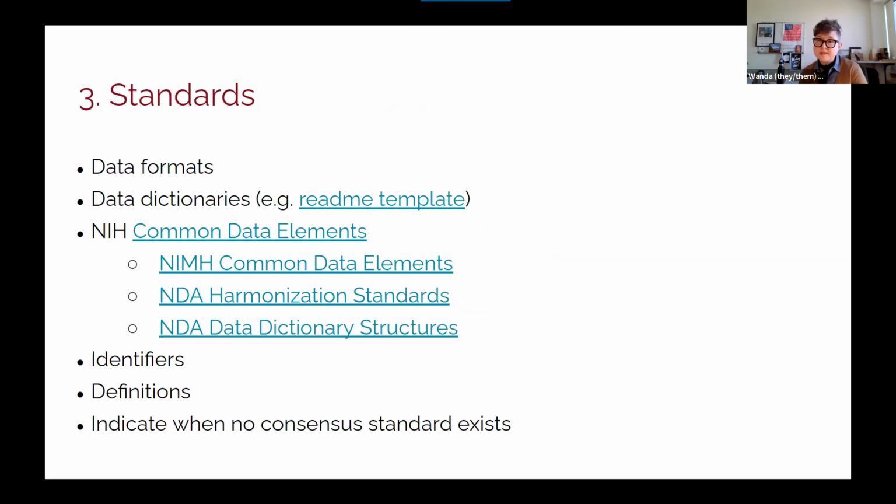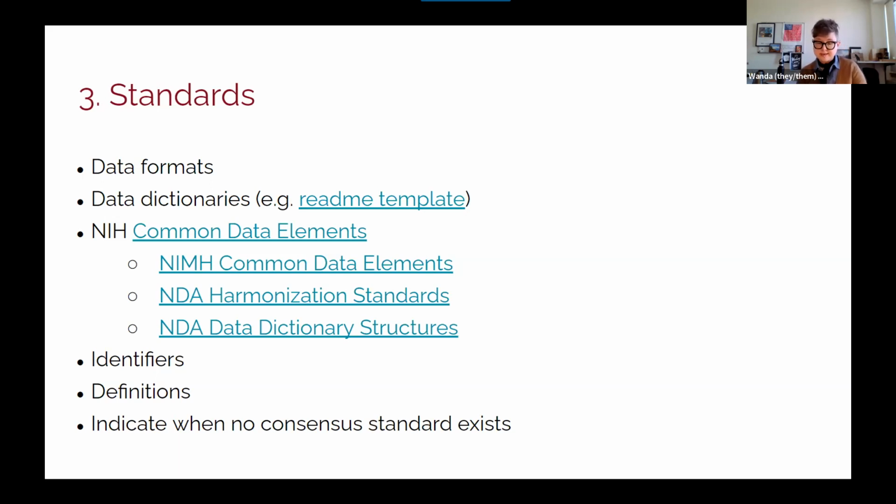The third element of the DMSP is standards. Standards come in all different forms. We can talk about standards related to data formatting, or we can talk about standards as to how data dictionaries are shared. For example, a README template is a good way to share project level metadata. Common data elements are standards for survey collection within NIH.